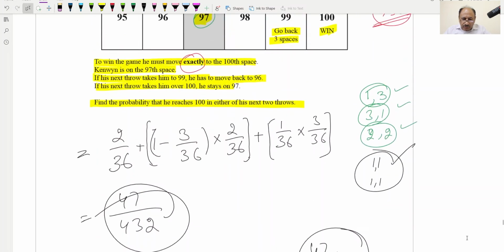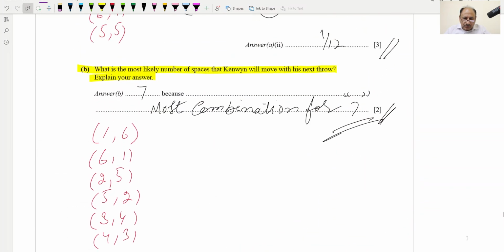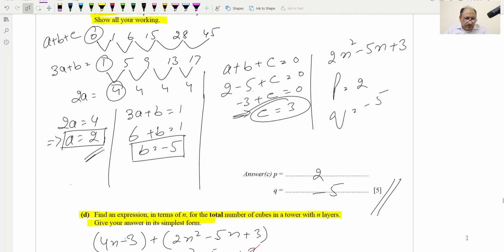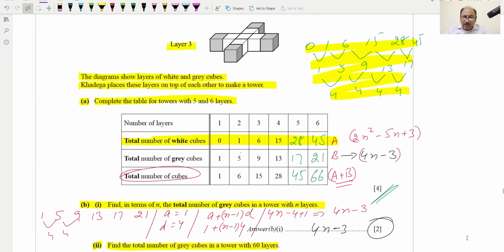Hopefully you understood each and everything. This was a 5-mark question. So we are done with the paper.